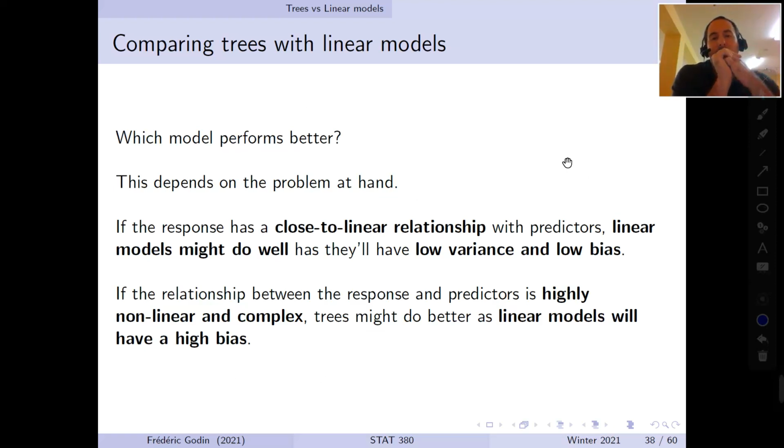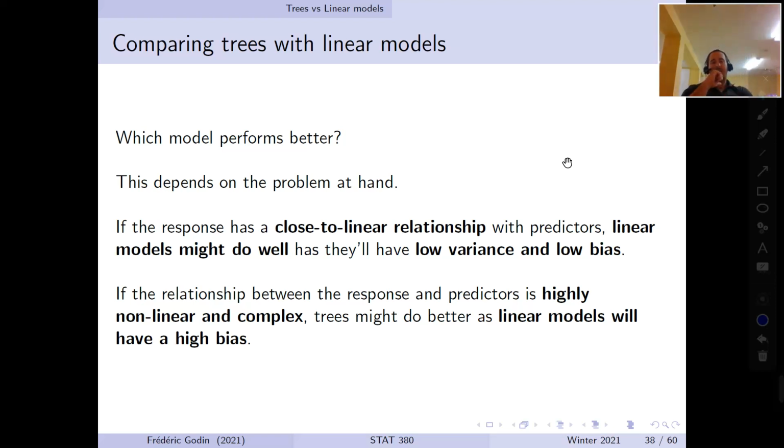If you have a given problem where the relationship between the predictors and the response is pretty close to linear, then linear models might work very well. You will get low bias because the true relation is linear, and low variance because linear regressions are models with very low variance. So linear models will provide very good predictions.